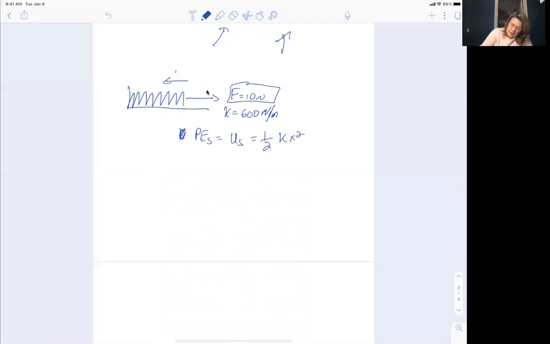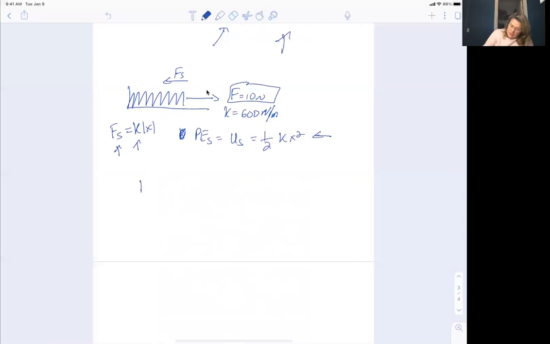Well, the force of the spring is in the opposite direction, and I know that the force of the spring is equal to kx. If I know how much force I'm holding that at, I know what the force of the spring is, I know k, I can calculate x, and then I can come in here and calculate the potential energy due to the spring that's currently sitting there.